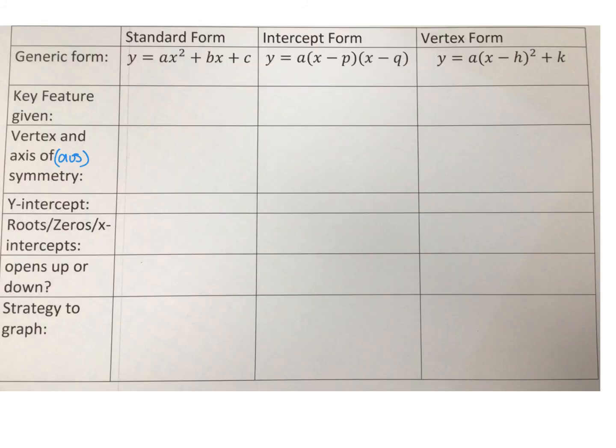So we're slowly filling in this table this week. We're going to start with the vertex form. On Wednesday, we'll do the standard form. Thursday, we'll do intercept form. And then Friday, we'll talk about maximums and minimums and some word problems.